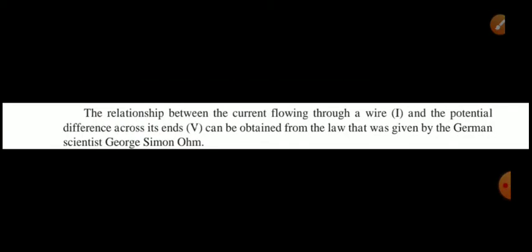Hello students, today we will see the topic resistance and Ohm's law. So let us see what is Ohm's law. The relation between the current flowing through a wire, which is denoted by capital I, and the potential difference across its ends, which is denoted by V, can be obtained from the law that was given by the German scientist George Simon Ohm.